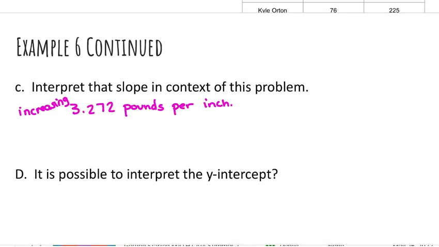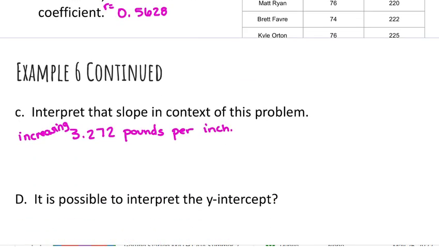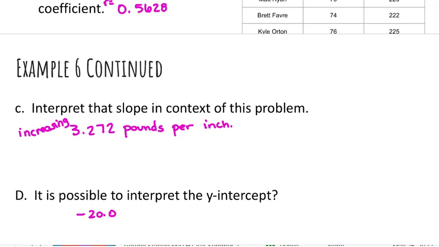Is it possible to interpret the Y-intercept? So the Y-intercept is negative 20.021. This is your weight. This is pounds.